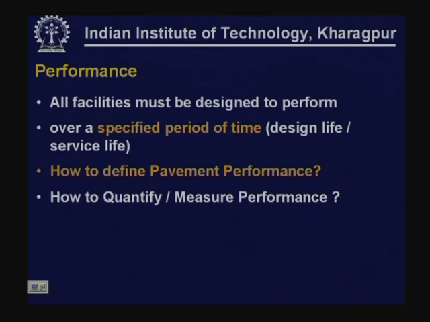We mentioned performance and also said the pavement has to perform. For that matter, all facilities must be designed to perform. They have to perform over a specified design period. We call it the design period or service life period, 10 years, 15 years, depending on the importance of the road. We may select 20 years. If it is of lesser importance, we may select a 5 year or 10 year life period or service period. So, during this period, the pavement has to perform satisfactorily. But the problem is, how do we define pavement performance? And how do we quantify that, and how to measure the performance of pavement?